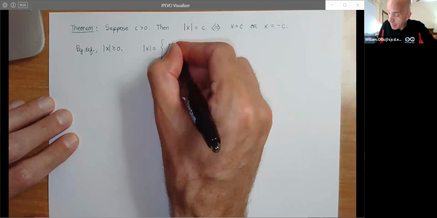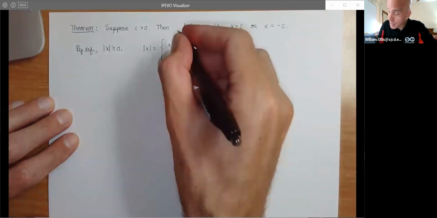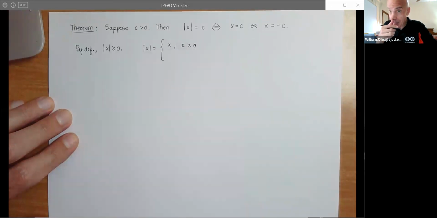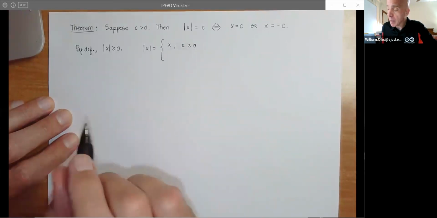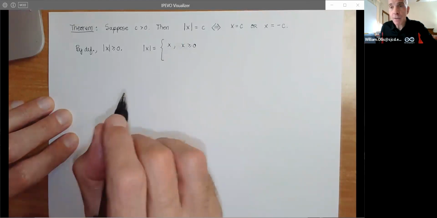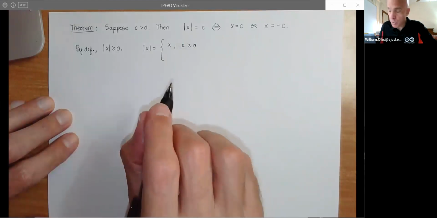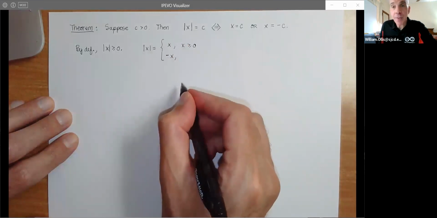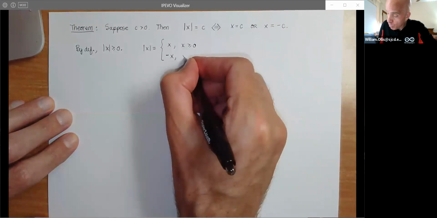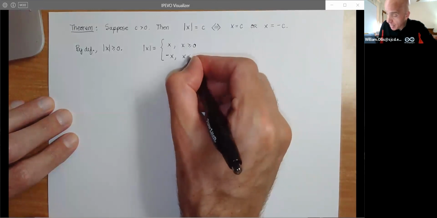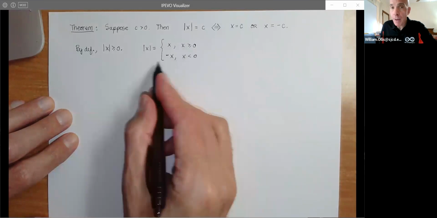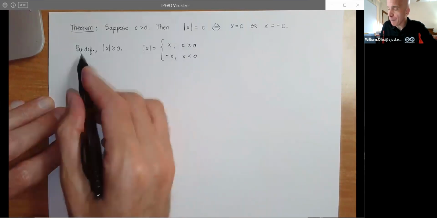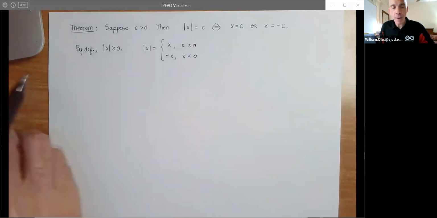That is, the absolute value of X is X when X is 0 or positive. That is, if we think about this, a non-negative input is unchanged, but we get the additive inverse of X when the input, in this case X, is less than 0. So by definition, we get this result here. And so again, this is a very straightforward result, but very useful.